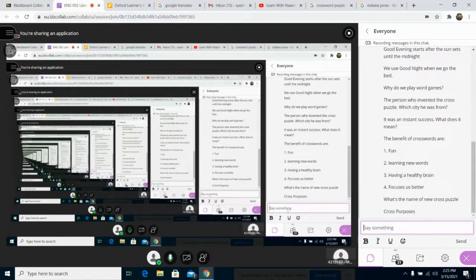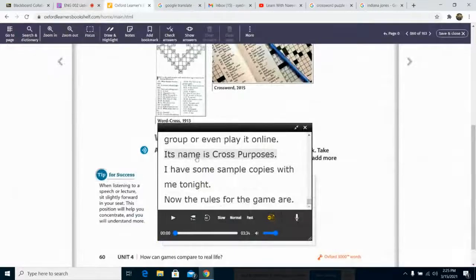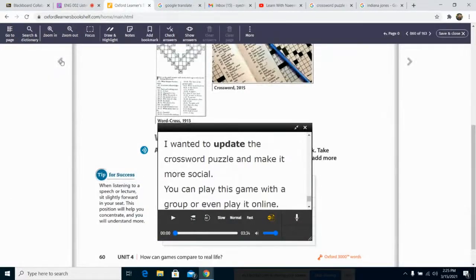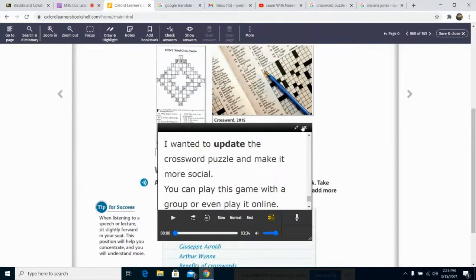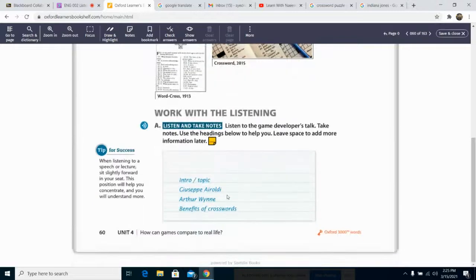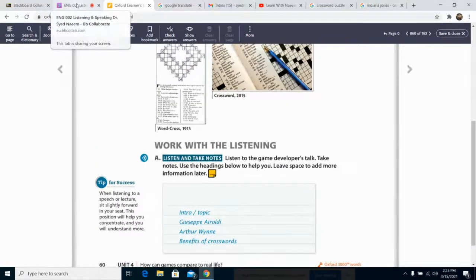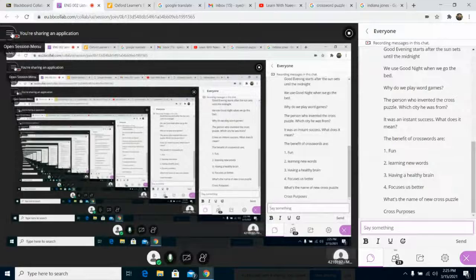So this is all about our lesson today on crossword puzzles. It's basically a listening lesson, and thank you very much for participating. Now we have to go to the book exercise to finish the lesson.